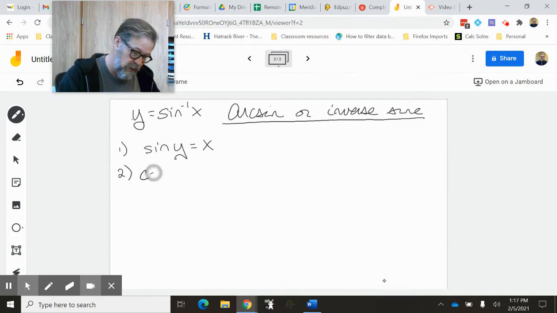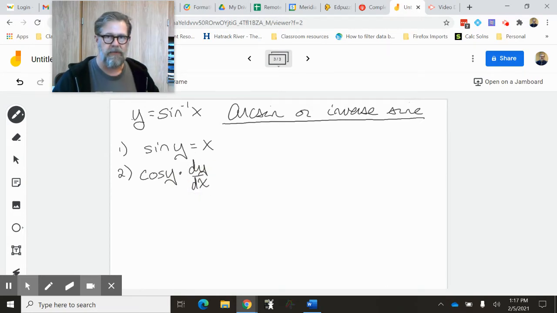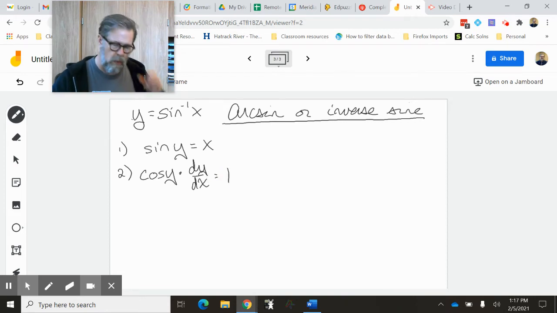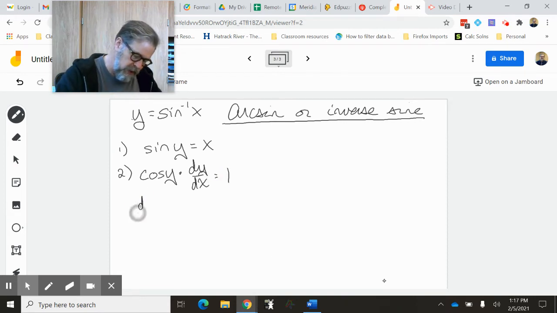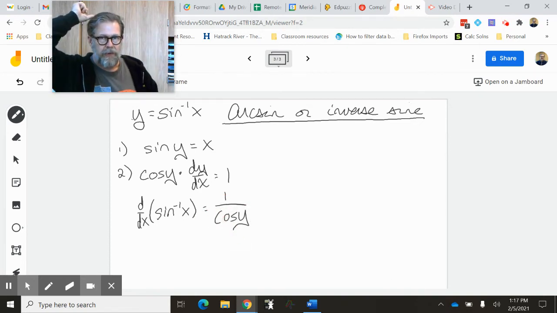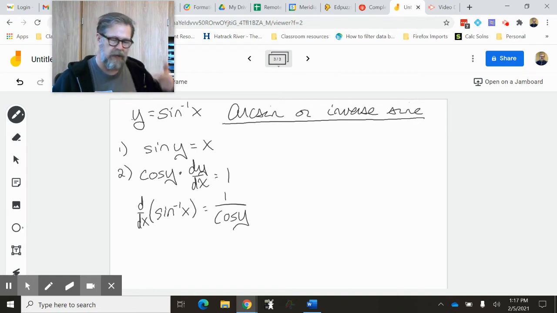I know that the derivative of sine is cosine, and the chain rule says I have to multiply that by the derivative of whatever y is. The derivative of x is equal to 1, which means that the derivative of arcsine is equal to 1 over cosine of y. Well, that's not super helpful because that's 1 over the cosine of arcsine of x. So why would I want to do that?